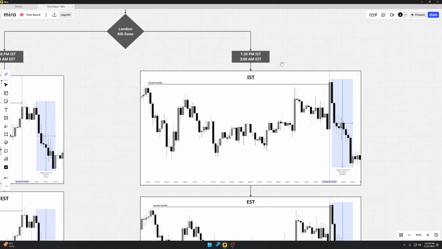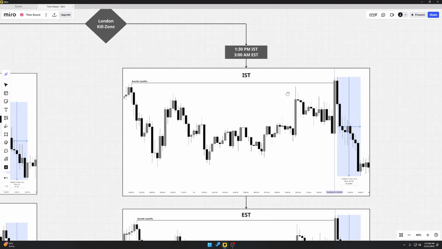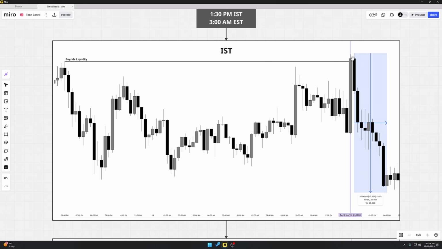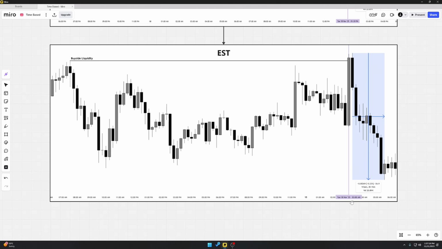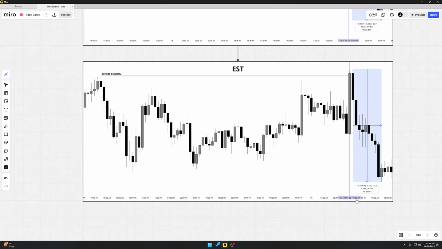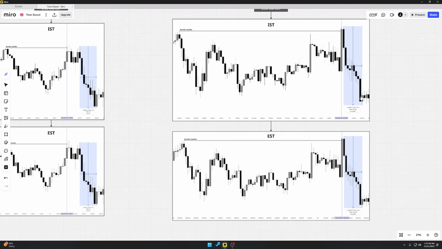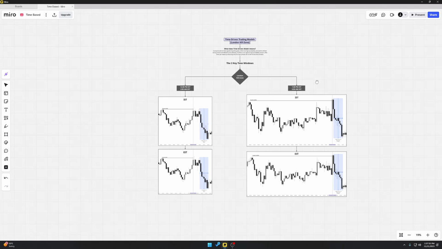Now, take a look at this example. We get a clean buy-side liquidity raid exactly at 1:30 p.m. IST. You can see the Indian time marked at the bottom of the chart. That same candle aligns with 3 a.m. EST, and you can verify the Eastern time at the bottom as well. Right after the raid, price reacts instantly and drops straight into the sell-side liquidity. This is another strong example of how the London Killzone timing aligns perfectly with consistent, time-based liquidity grabs.